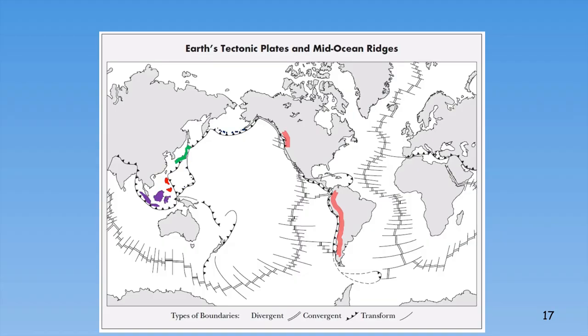So on this map, I'm going to show you the location of the different examples that you need to be able to know and refer to for plate boundaries. So first, we have examples of oceanic-continental convergent boundaries. You have the Andes Mountains of South America and the Cascade Range of Washington, Oregon, and Northern California.